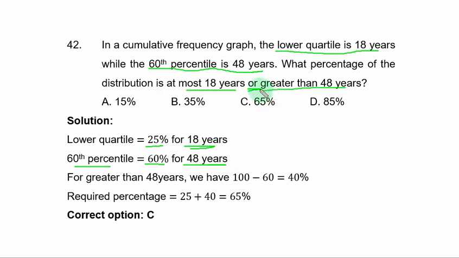Now, what you need here is greater than 48 years, and what you have here is 48 years. The whole distribution is 100%. To get for greater than 48, you need to subtract 60 from 100, and that is 40%. Therefore, the required percentage is 25 plus 40, and that is 65%. C is the correct option.